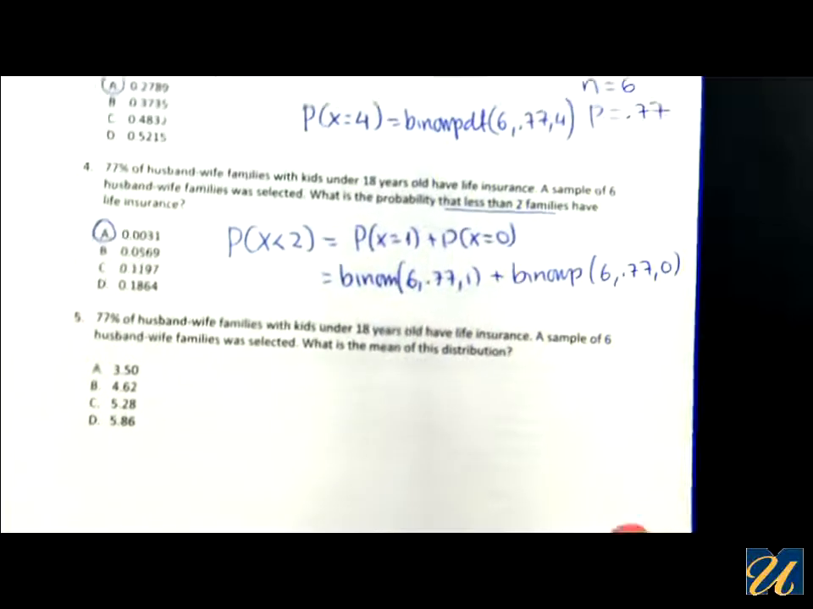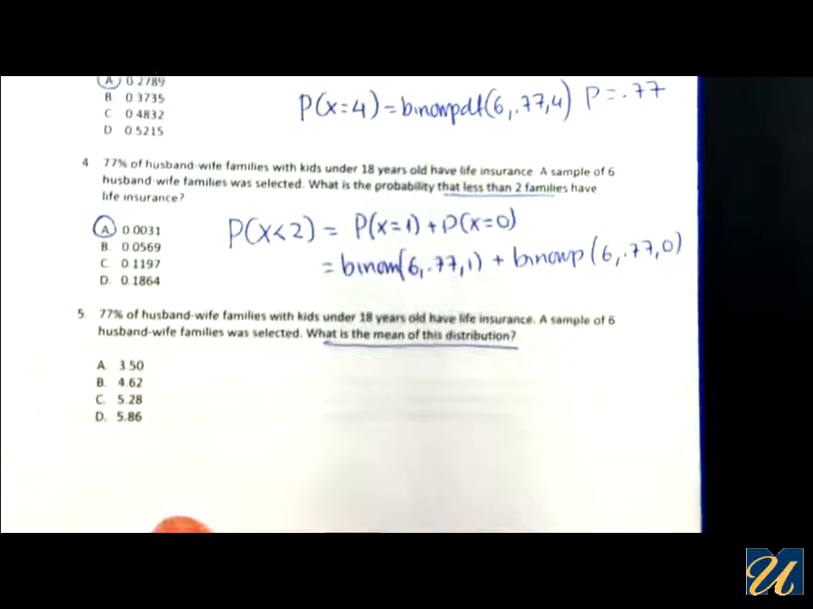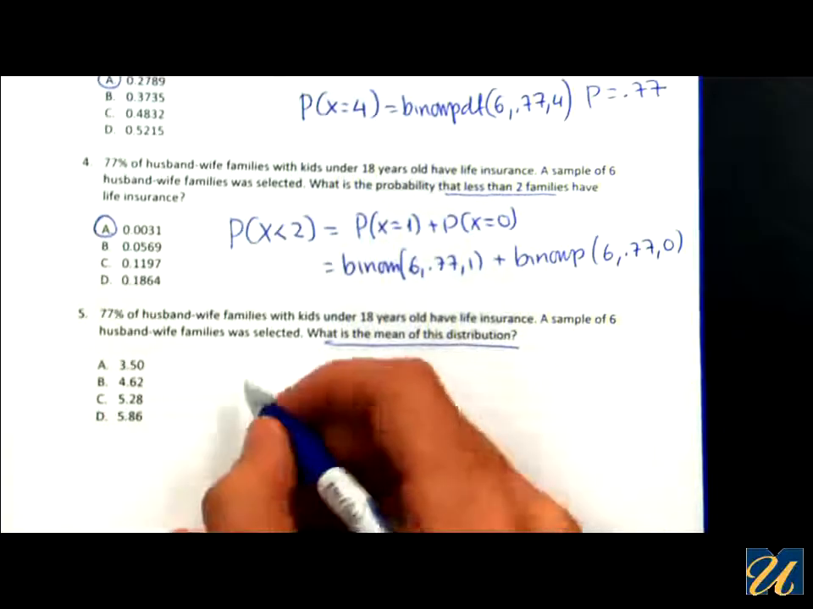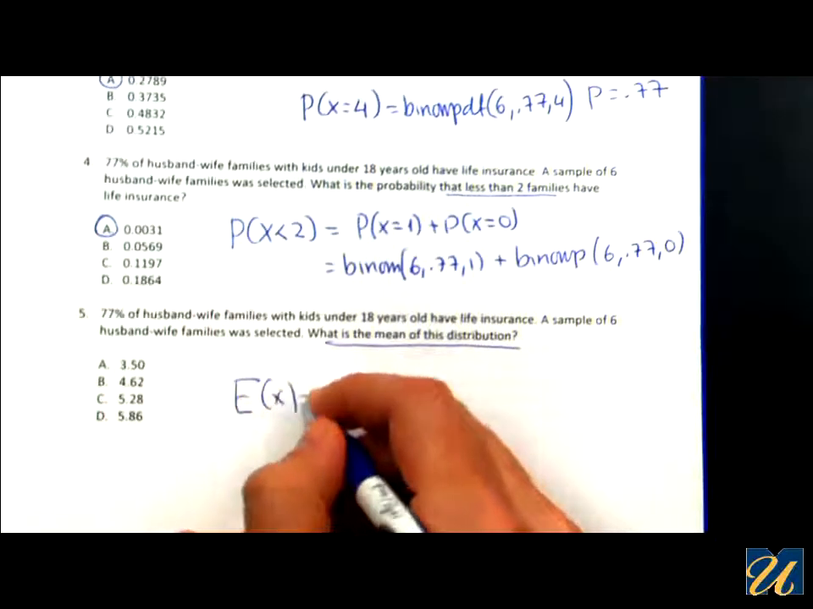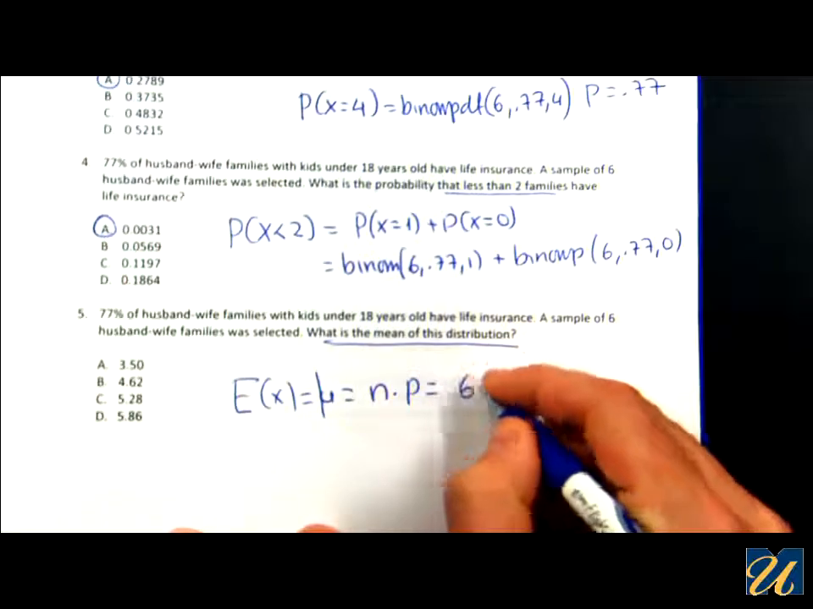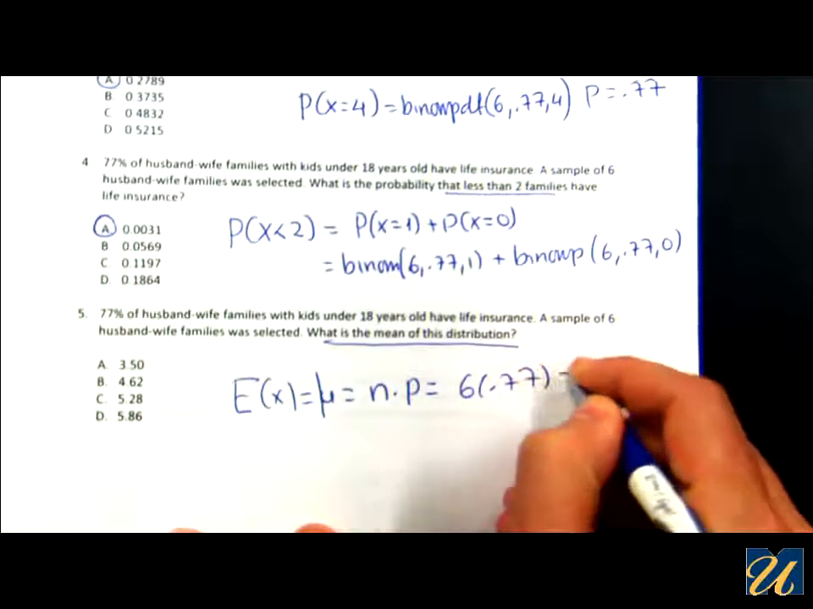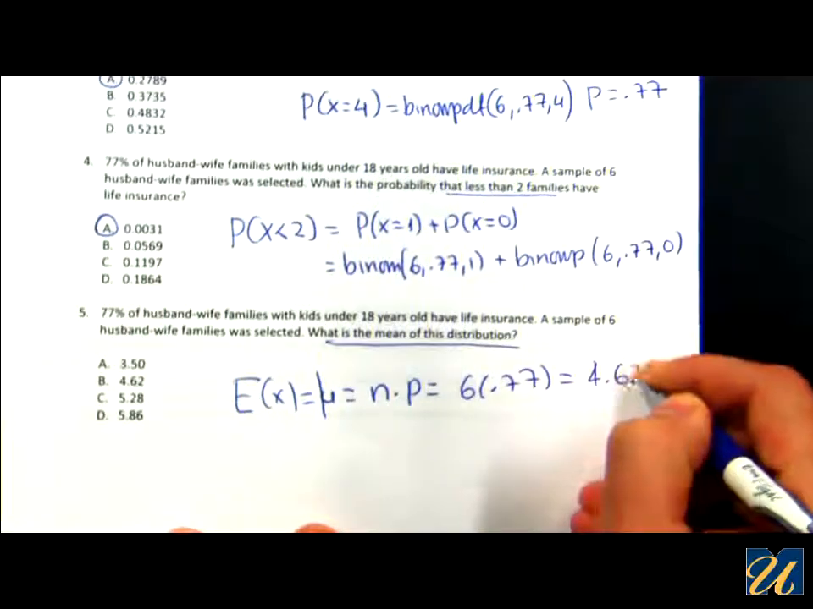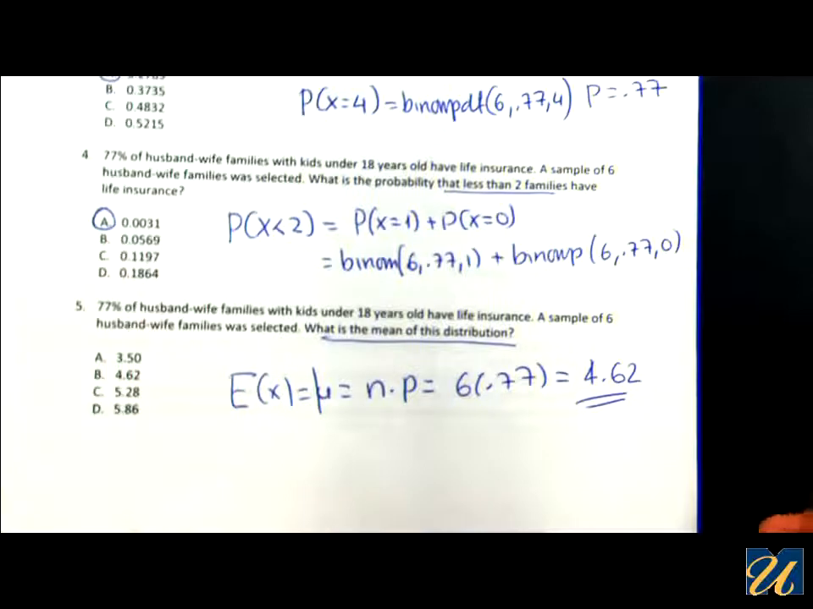For the same example, what is the mean of the distribution? In a binomial probability distribution, the mean, the expected value, is simply n times p. In this case, 6 times 0.77, which is equal to 4.62.